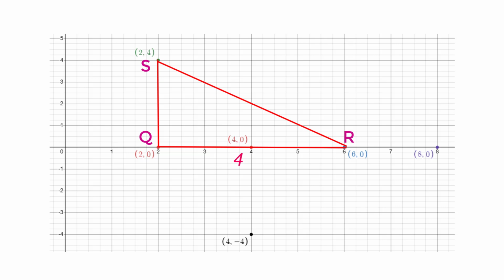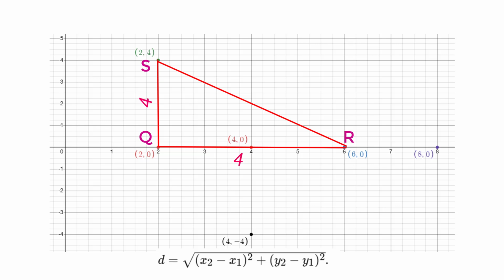Next, let's look at Q and S. These points line up vertically. From 0 up to 4 is also 4 units, so QS equals 4. Now we need the distance from R to S. This side is diagonal, so we use the distance formula.